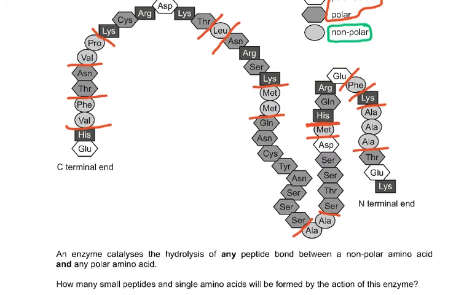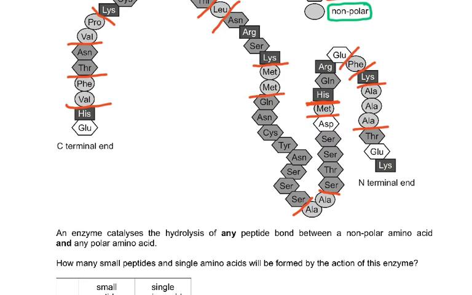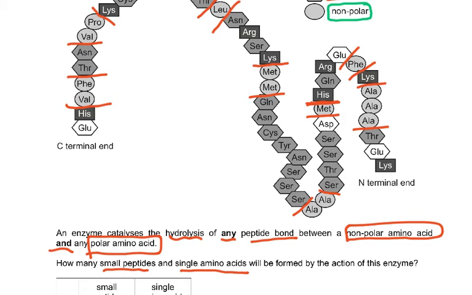Now, the question says an enzyme catalyzes the hydrolysis of any peptide bond between a non-polar amino acid and any polar amino acid. How many small peptides and single amino acids will be formed? How would I do this question? First of all, I would look at all the non-polar ones. I've given these a green color. I would look at all the non-polar ones and just shade them.